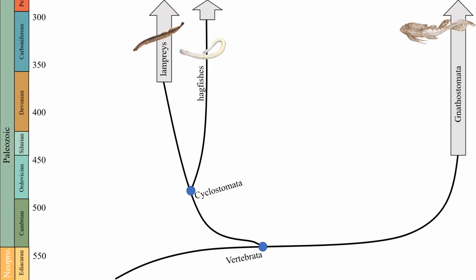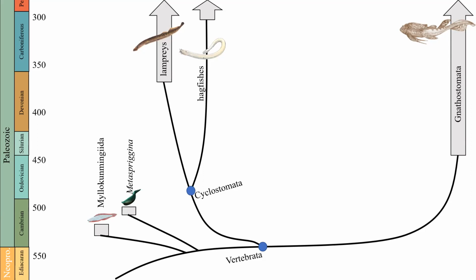And then we have to use things like DNA to make our estimates for when they split from each other, and when they split from gnathostomes, based on the fossil record and based on the DNA and other things. These are the three living clades in this ancient split. Cyclostomes with two clades and gnathostomes on the side. That's vertebrate evolution scaled to the Paleozoic. You guys are looking at almost the entire Paleozoic here.